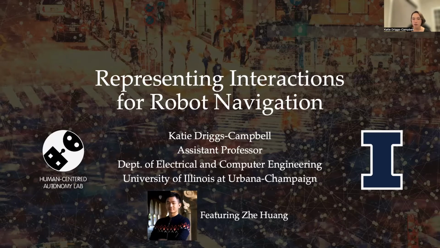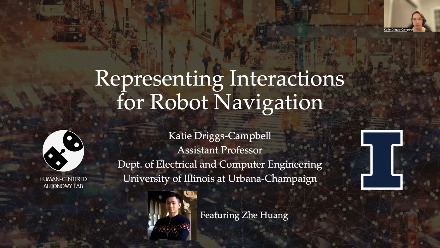But instead, we're going to make the claim that if we can start thinking about how we can encode or represent interactions between different humans or between humans and robots, we can come up with better robot policies and enable better robot learning. So we're going to focus on, again, representing and encoding these sorts of interactions for learning robot navigation policies.